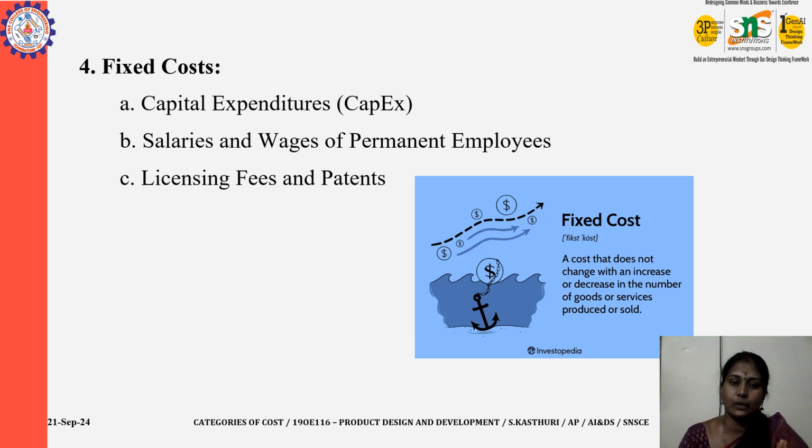Next one is the licensing fees and patents. It involves intellectual property cost and regulatory certification cost. In intellectual property cost, if the product development involves licensing external technologies, patents or other intellectual properties, these costs are typically fixed. Next one is the regulatory certification cost: fees related to obtaining certifications such as UL or CE marks, which are required for certain products to be sold in specific regions.